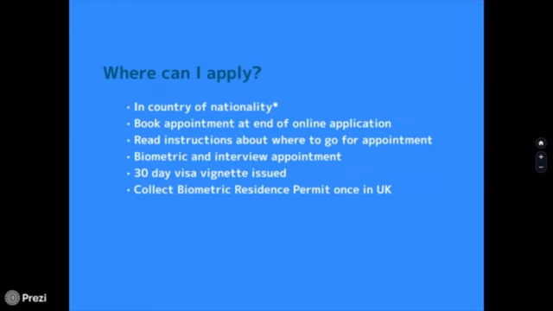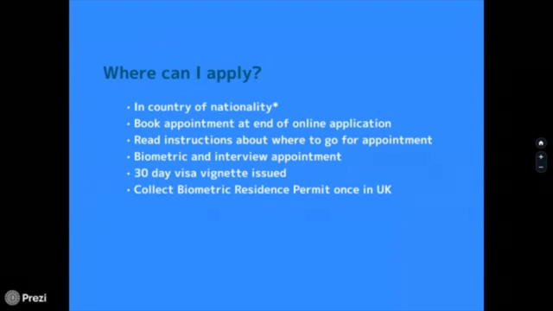And then at the end of the application, you book your appointment. There'll be instructions about where to go for your appointment. As I said, you do your biometrics and your interview, and then you're issued with a 30-day vignette. And a vignette is a little sticker that goes in your passport, and that will be issued 30 days in advance of the day that you said you want to travel to the United Kingdom. Okay, and that gives you plenty of chance to get to the UK in that period of time.